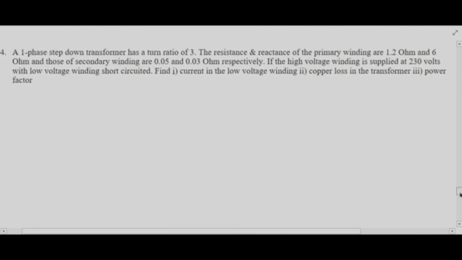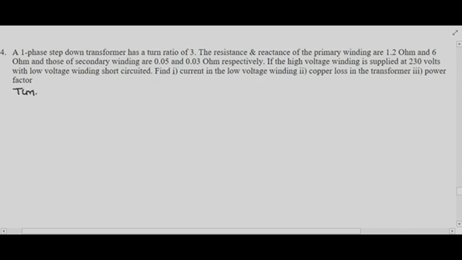The problem statement is: a single phase step down transformer has turns ratio of 3. Resistance and reactance of the primary winding are 1.2 ohm and 6 ohm respectively, and those of the secondary windings are 0.05 and 0.03 ohm respectively. If the high voltage winding is supplied at 230 volts, this is a step down transformer, right? So the primary winding is supplied with 230 volt, with the low voltage winding short circuited. You have to find out the current in the low voltage winding, the copper loss in the transformer and the power factor. So first of all we'll write down the data.